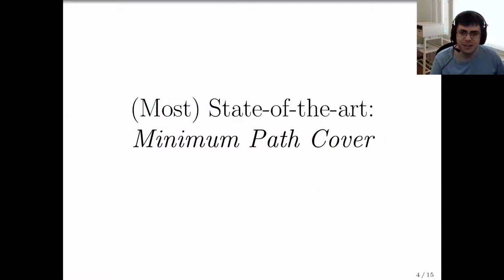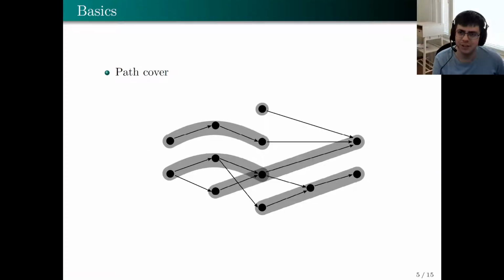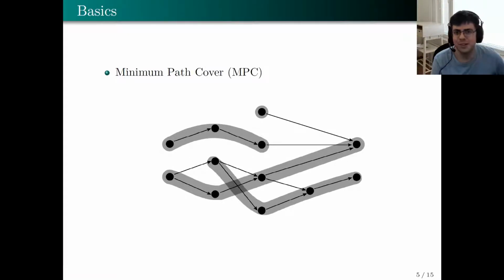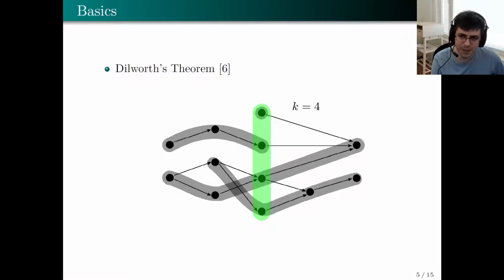All but one state-of-the-art algorithm for computing the width are based on minimum path cover. A path cover of the graph is a set of paths that cover all the vertices, that is, every vertex belongs to some path in this collection. And a minimum path cover is one of minimum size. Dilworth's theorem states that the size of a minimum path cover is equal to the size of a maximum antichain of the DAG. As such, we can compute the width by first computing a minimum path cover of the graph.